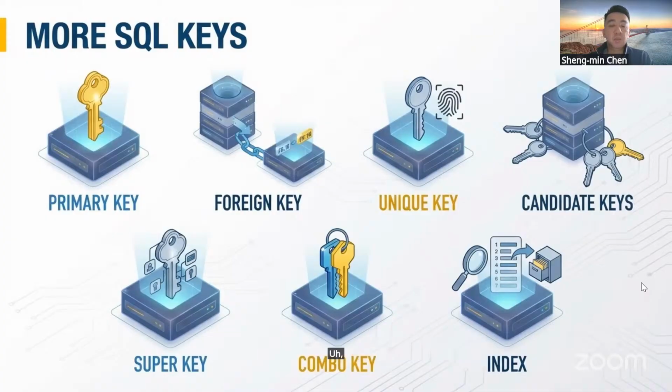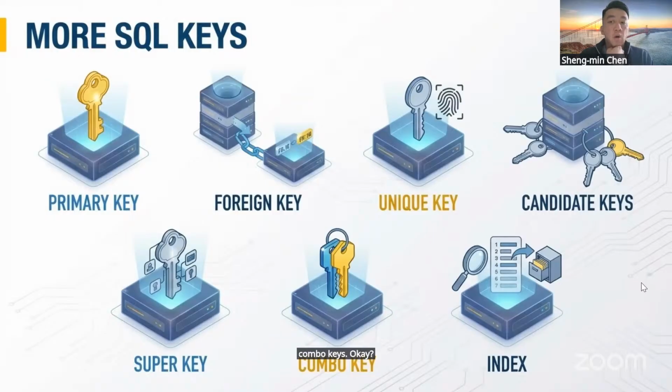We spoke about combo keys, which are just a subtype of primary key, when the primary key is constituted of multiple columns, right? It has multiple columns combined into a key that we call a combo key.